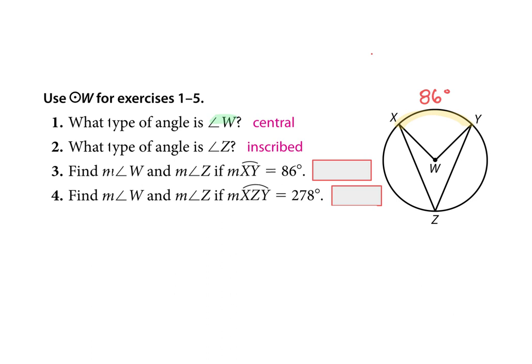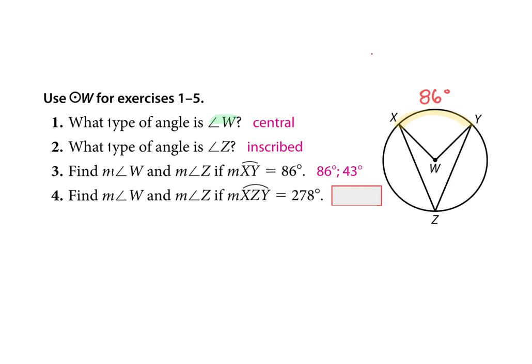Half. It should be half of it. It should be 43. The angle is half of the arc measure for an inscribed angle. Half. All right. Look at the next one.